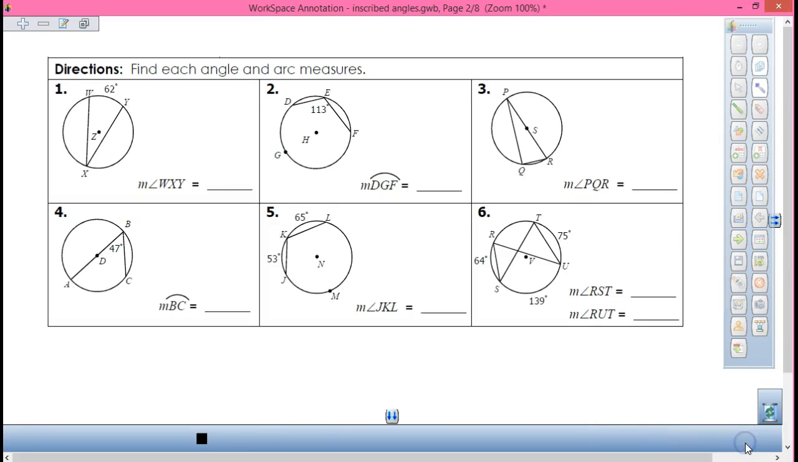Alright, let's put this into action. Okay, my arc is what? 62. So my angle is how much of my arc? Half of my arc. So I take 62, yeah, 31 degrees.